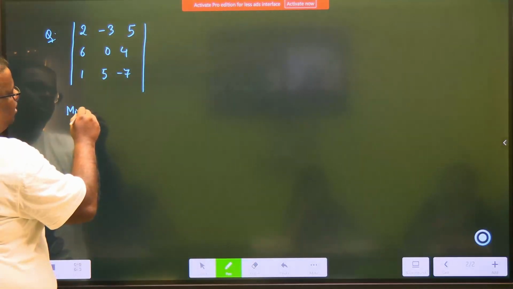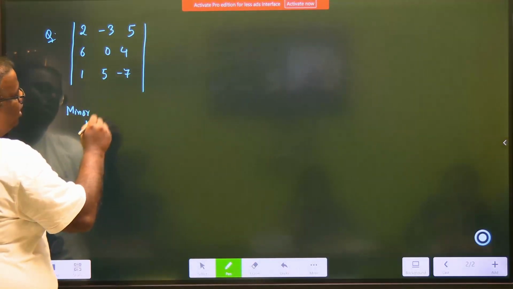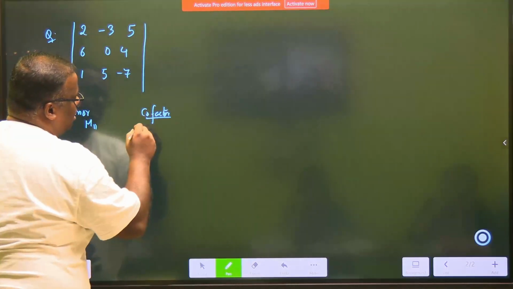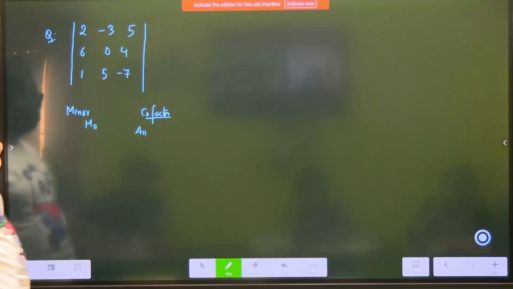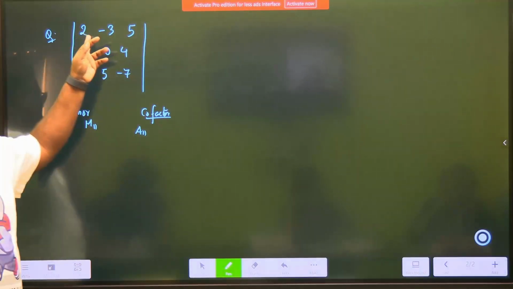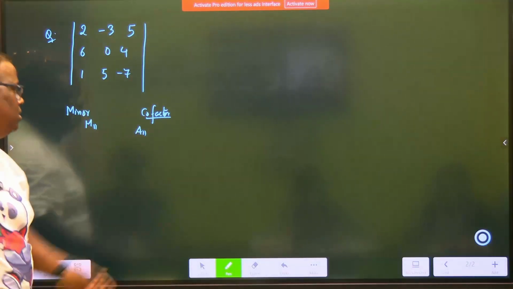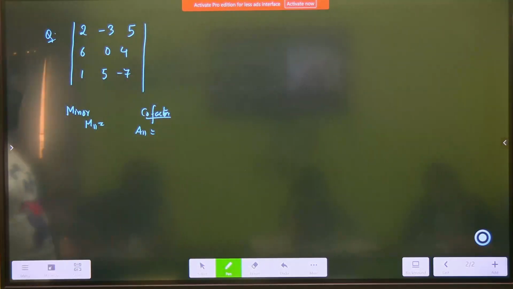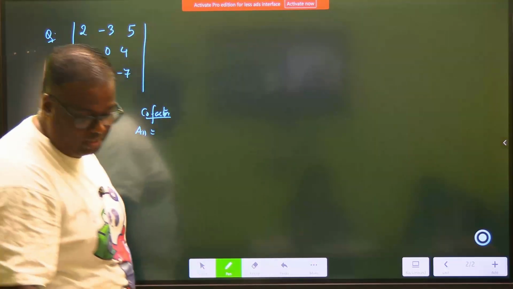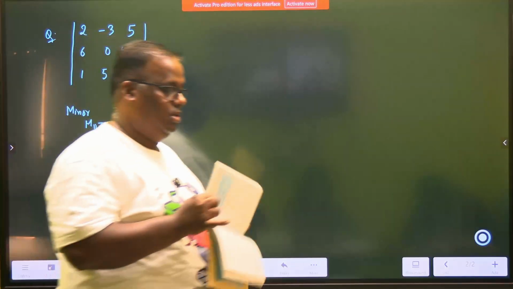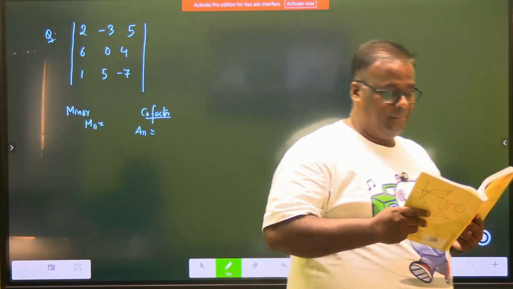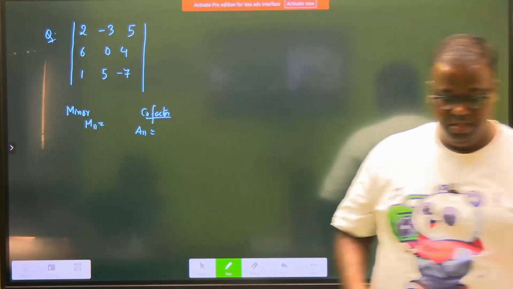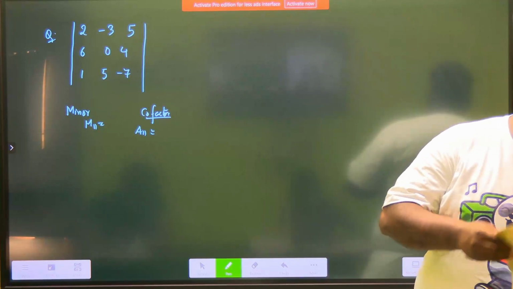Minor M11, cofactor A11. Do you understand what M11 means? For minor M11 you will get a value, then the cofactor. Finally, you make this matrix of minors and cofactors. Just practice this once. Shall we do it together? Okay.